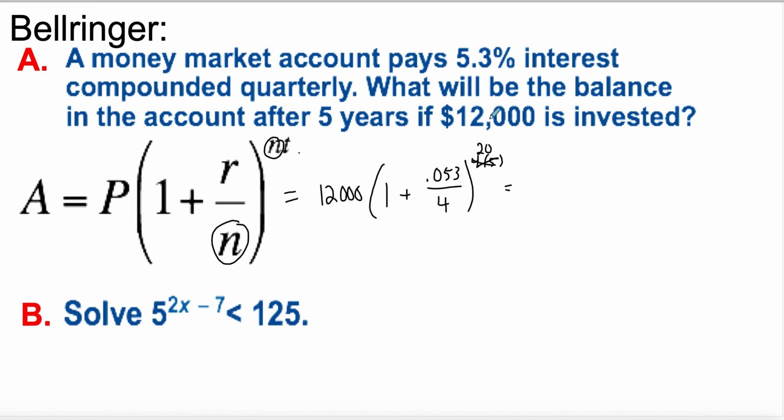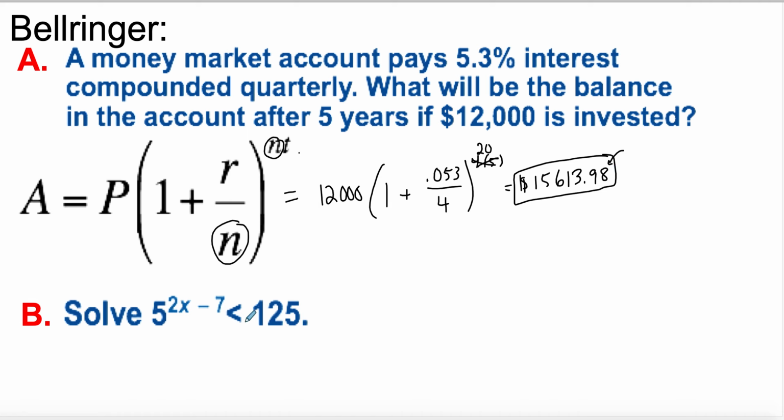So 12,000, parentheses, 1 plus 0.053 divided by 4, to the 20th power. And you can see we get a dollar amount of $15,613.98. Since this is a dollar amount, you want to round to the cents, the second place there. That'd be 0.98.